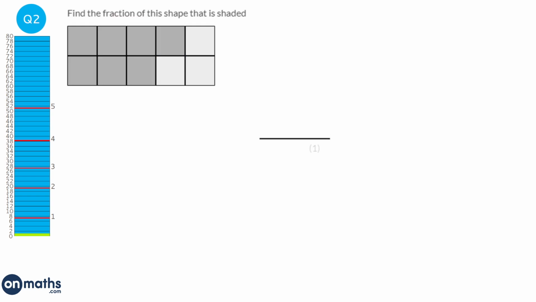There are 10 squares in total, so each square is worth 1/10. And if we count all of the shaded squares, we notice that in total there are 7 shaded squares. So that's 7 lots of 1/10 or 7 tenths.